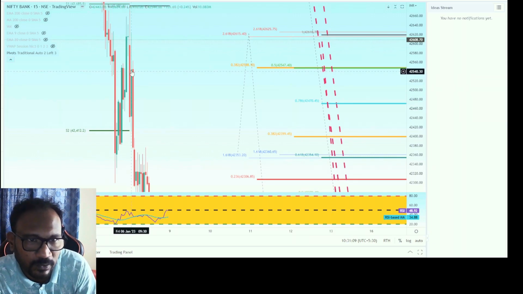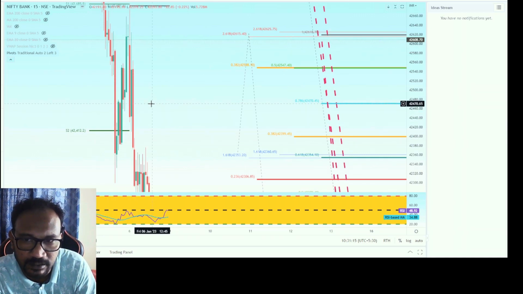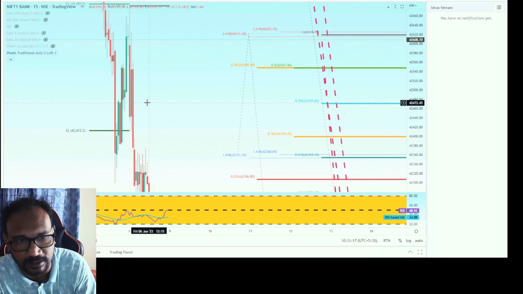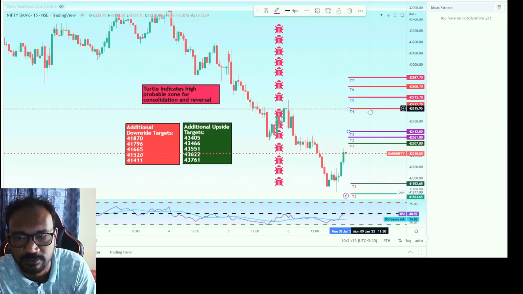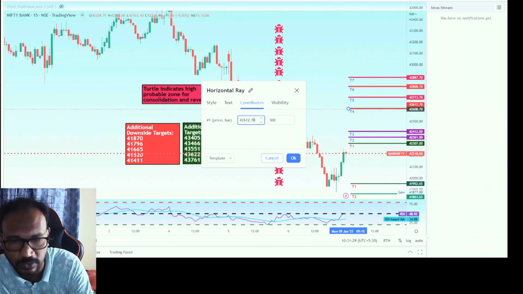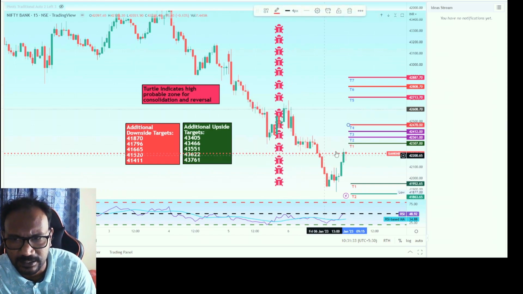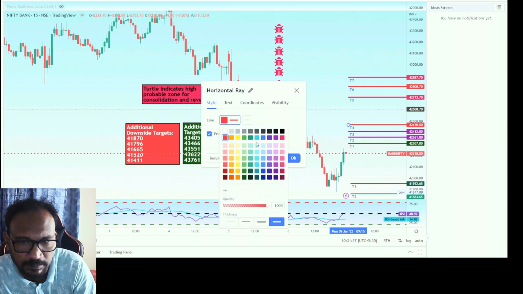Also, if I look at this red candle, the middle of it is sinking here. The longer candles' middle is also sinking with this. That's another reason why we are taking 42,470. So 42,470 is the next level, and this is also going to be a decent one. So I will change the color to purple again.